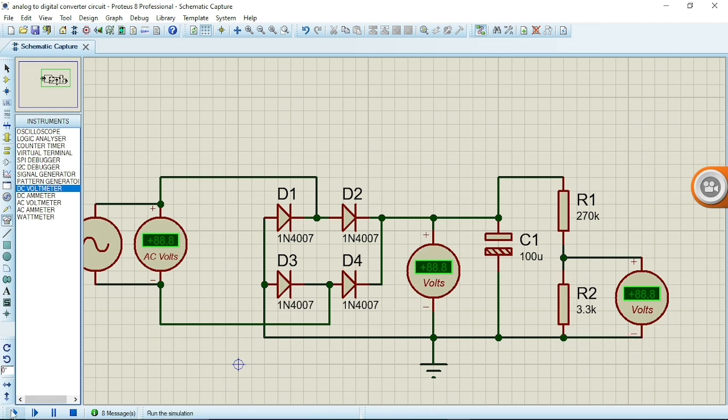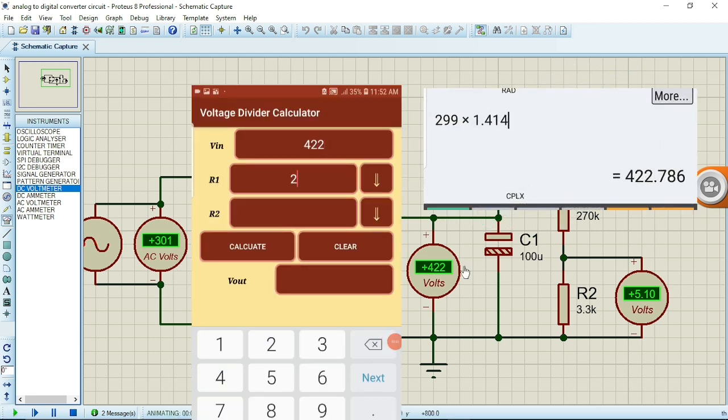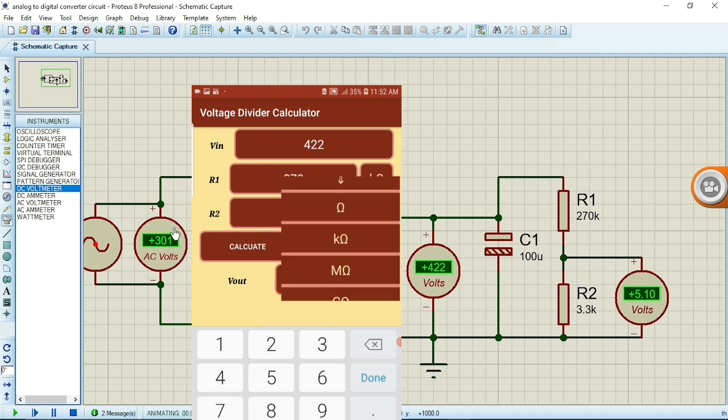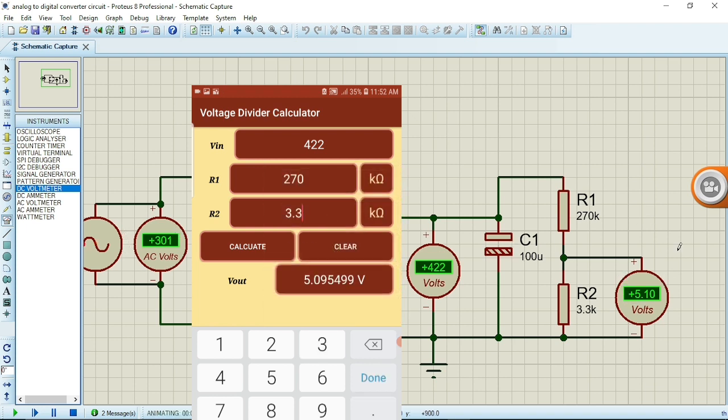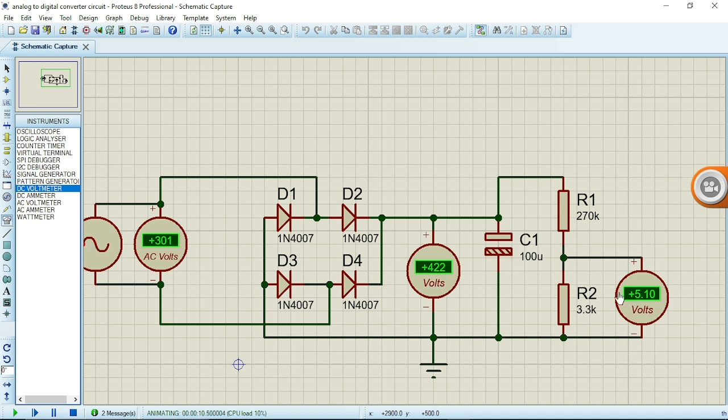Alright, so we have 5.10 at 300 volts. 5.10 is actually 5 volts. In real life you may have slightly less than this, or probably 5.15 or anything like that. This is actually perfect for what you want. So at 300 volts I have 5 volts here.